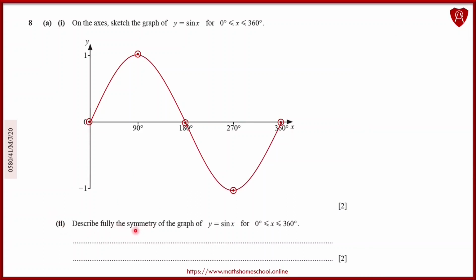Describe fully the symmetry of the graph of y equals sine x for that same range. If we rotate this graph around this point, 180, 0, we find that it can fit onto itself after a half turn. So there are two positions in which the graph can fit onto itself. So we say rotational symmetry of order 2, center 180, 0.